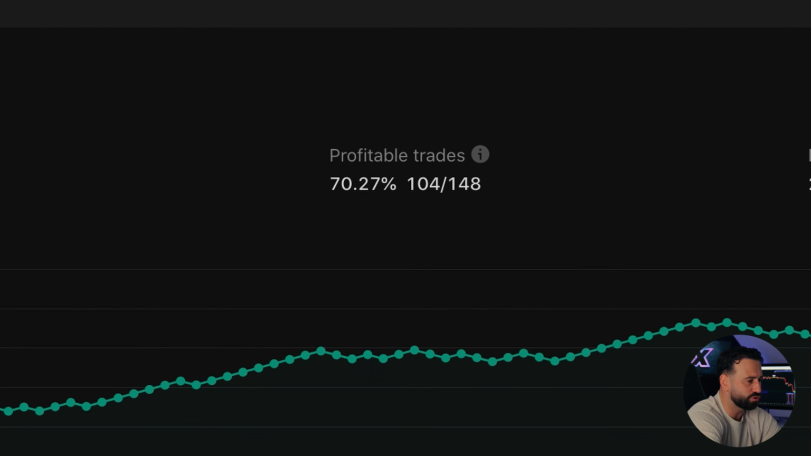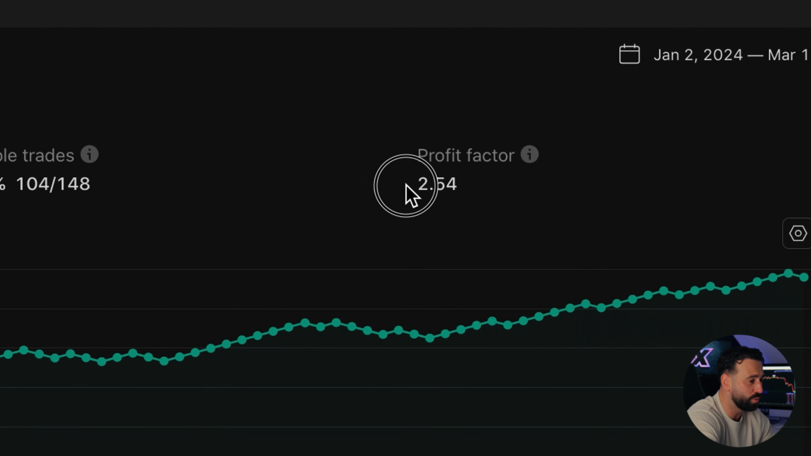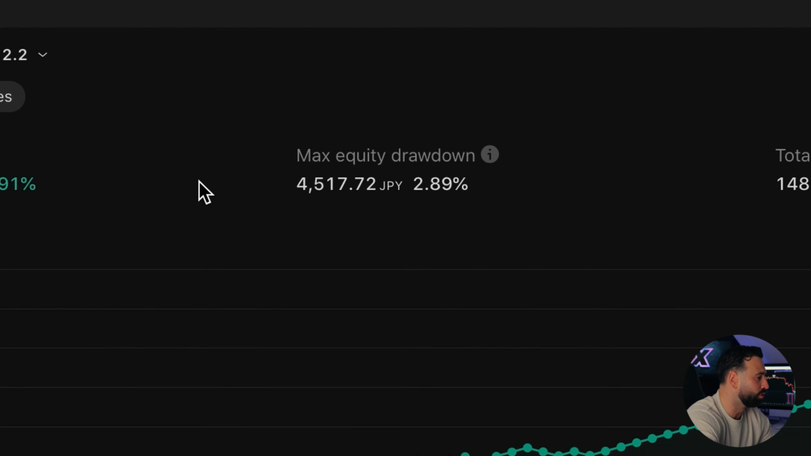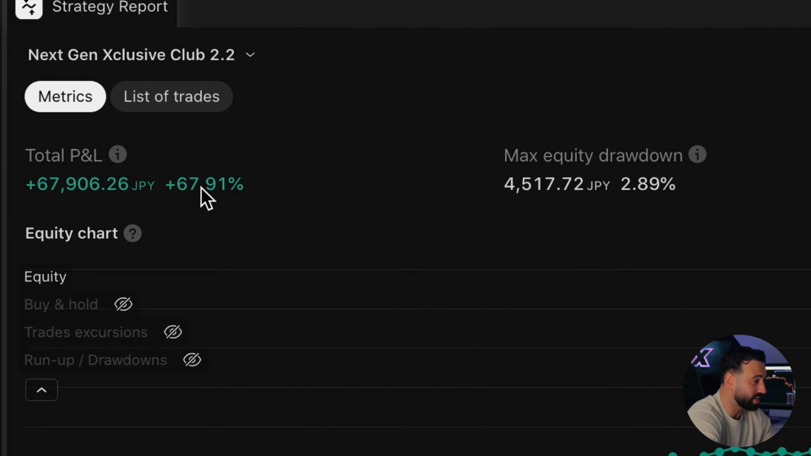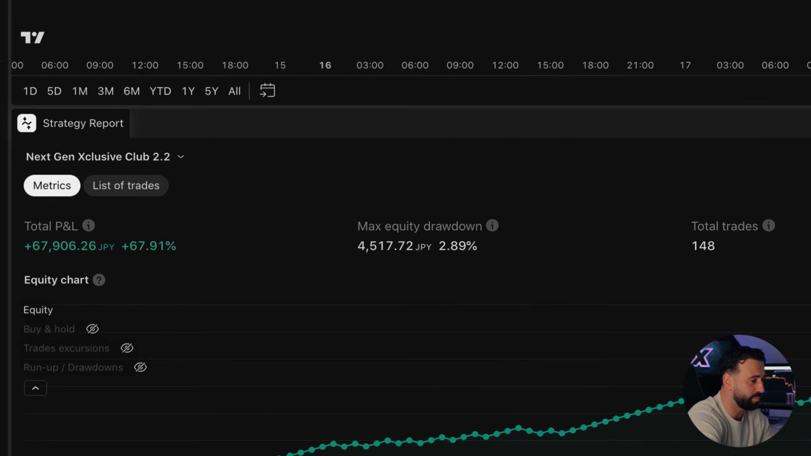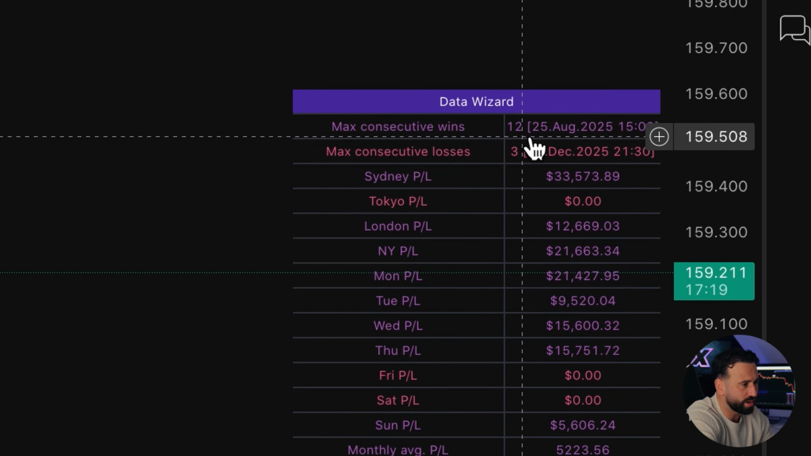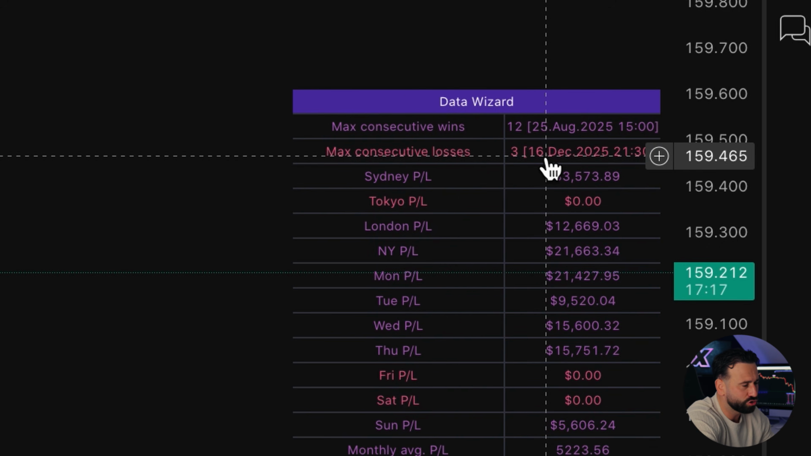We've got a 70% strike rate. Profit factor is above 2, which is a rule that we stick by. It's a must rule for traders. Plenty of trade volume. Drawdowns low, good for prop firms. Profit's decent. That's a high profit. This is over a 12-month period. And we can see, of course, the equity curve is on the uptrend. That's what we want. We have a 12 trade win streak and 3 trade lose streak.